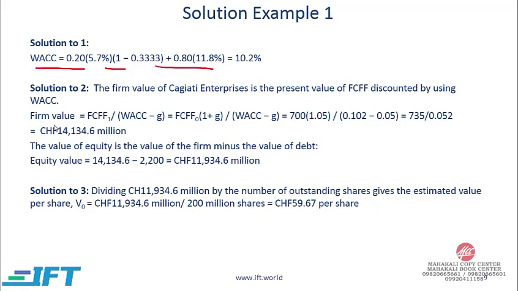Then the value of the firm is the free cash flow at the end of period 1 divided by WACC minus G. You come up with the value. Then the value of equity is the firm value minus the market value of debt. So this represents the equity value, and then you divide by the number of shares outstanding to come up with an estimate of the value per share.